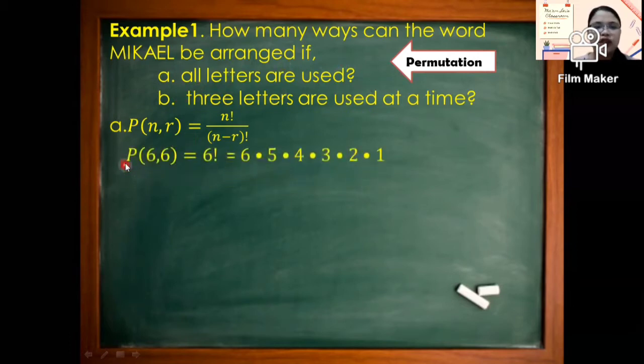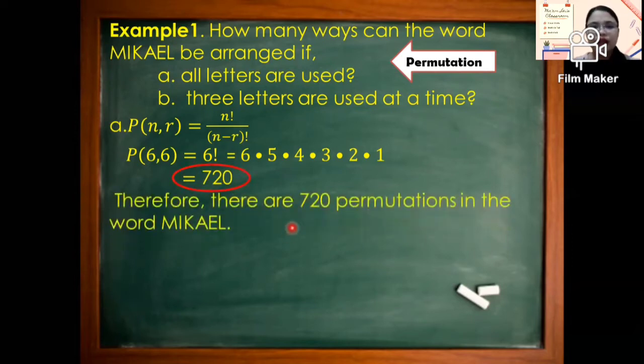So, ayan siya. Permutation of 6 taken 6 or simply that is 6 factorial or simply n factorial. So, kung 6 factorial siya, that is simply expand lang natin 6 times 5 times 4 times 3 times 2 times 1. And the product is 720. Okay, so therefore, we can say that there are 720 permutations in the word Michael. So, nagawa na natin yung sa letter A.